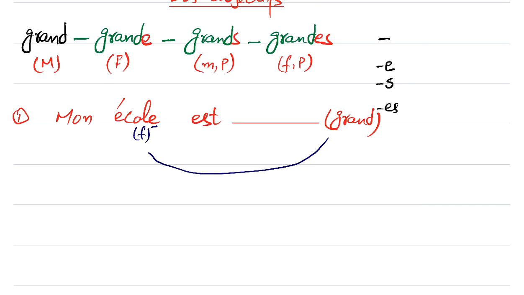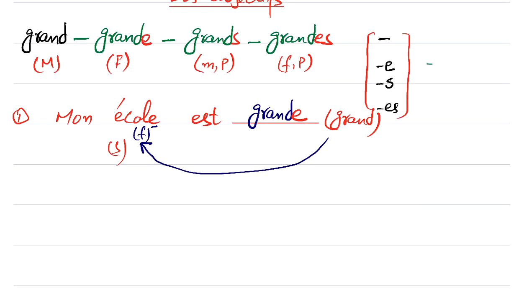So mon école is a feminine noun, so we are describing a feminine noun. When you are going to fill this blank, you need to use the feminine form of that adjective. So use grand, and because the noun is feminine, you will add e with it, and it is a singular noun. I mean, this is one noun, my school. It's not a plural noun. So we add e.